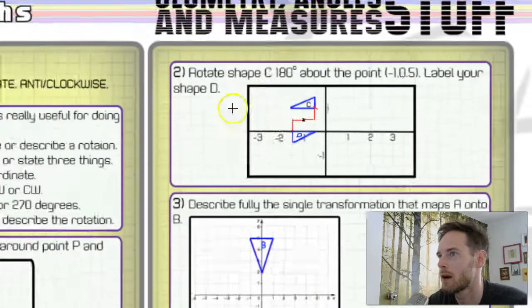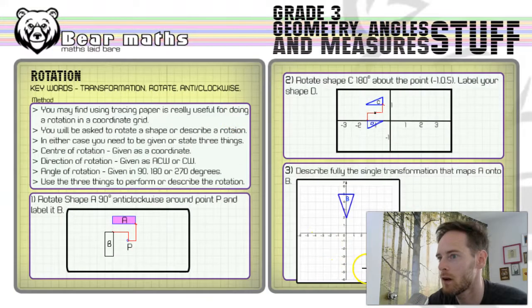Okay, so let's have a zoom out of that question. Again, you could use tracing paper. I'll keep mentioning that just to remind you. Now, this last one, this is a description one.